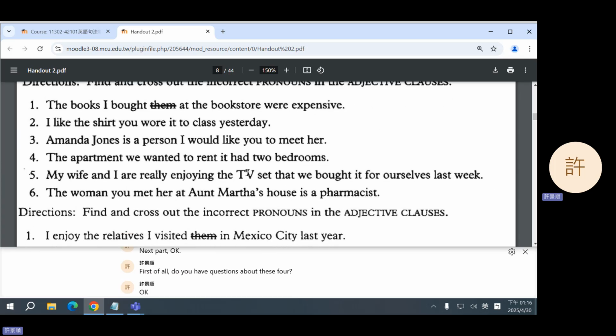Okay, next part. Take out the extra pronouns. All right. Take out this. Take out this. Take out this. Take out this. And take out this. Questions?